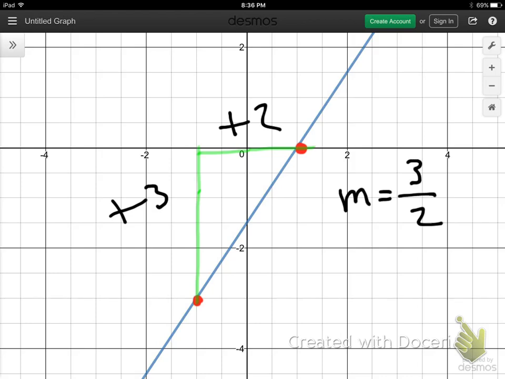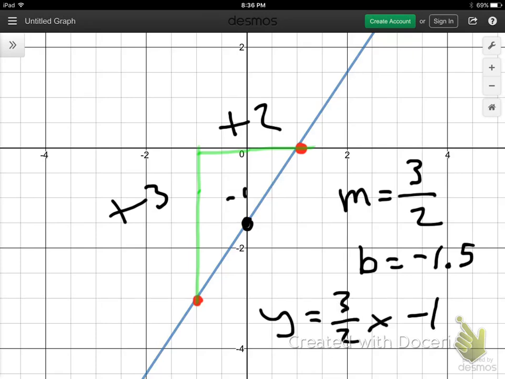I want to find out what my y-intercept is so I can write the equation. And it's right there. It's in between -2 and this would be -1. So this looks like this is going in increments of 1/2. So it looks like it's -1.5 or -3/2. So my equation would be y equals 3 over 2x minus 1.5.